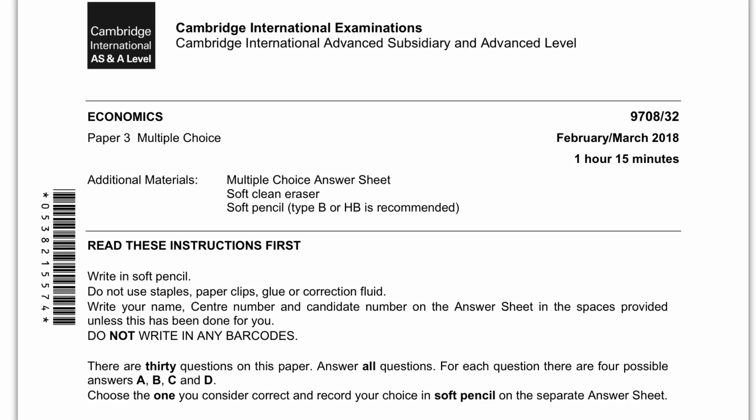Hi guys, so we are solving March 2018. Variant is 3, paper is 3 and variant is 2.